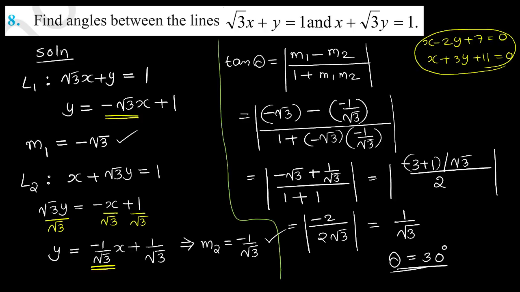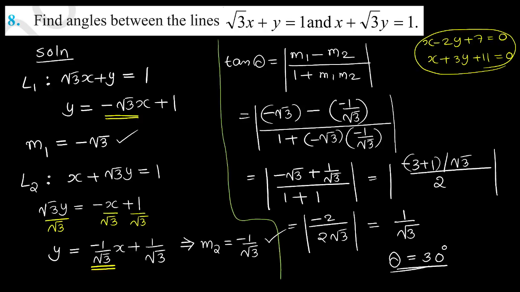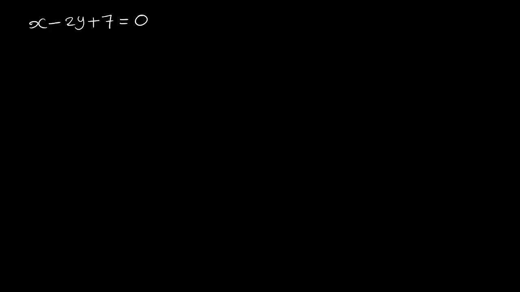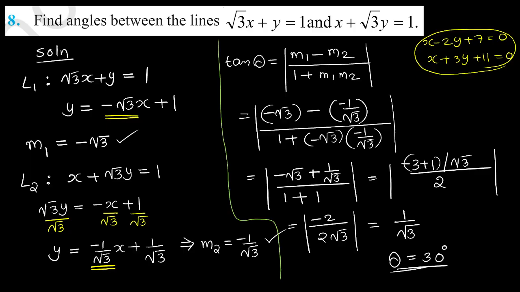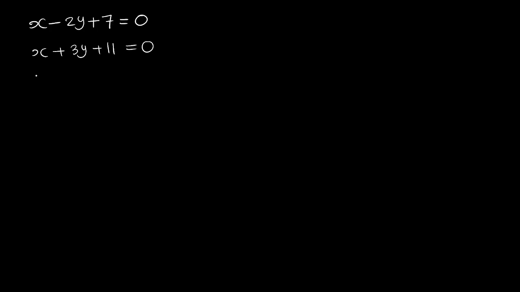Or you take time and do this problem. Let me see whether you are able to do it or not. X minus 2y. Shivani, I will give you a separate question. Others, please try this question: x minus 2y plus 7 equal to 0 and x plus 3y plus 11 equal to 0. Same method, very similar to the previous question. Find the angle between the lines. Within 3 minutes, you have to solve it.